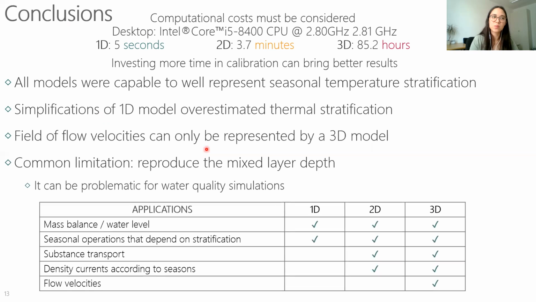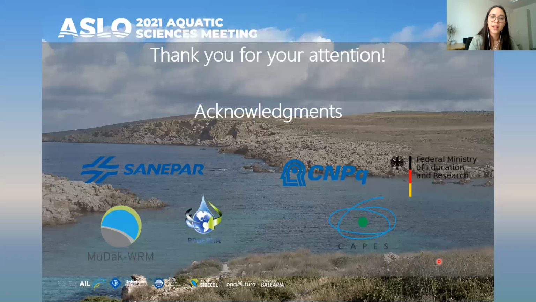And here there is a small table of applications. So 1D models are capable of giving good results in studies of mass balance and water level. This is an operation that depends on stratification. The 2D can also add substance transport and density currents analysis, and the 3D brings all of that plus the flow velocities. Yeah, that's it, and thank you for your attention.